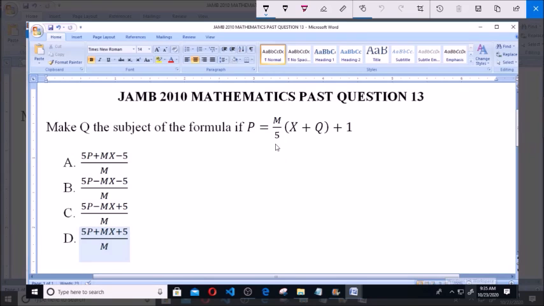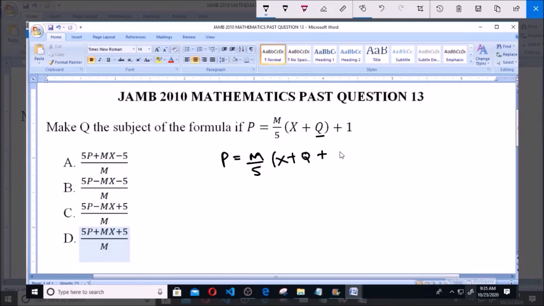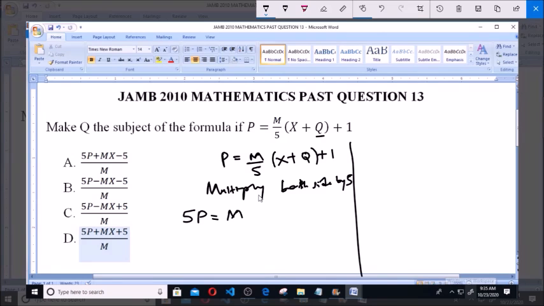Now we have to make what? Q the subject of the formula. So we have P is equal to M all over 5 into X plus Q, close bracket, plus 1. Now from this we are going to simply multiply both sides by 5 to eliminate this 5 from here. Let's simply multiply both sides by 5. Now we'll have that 5P is equal to M into X plus Q, close bracket, plus 5.